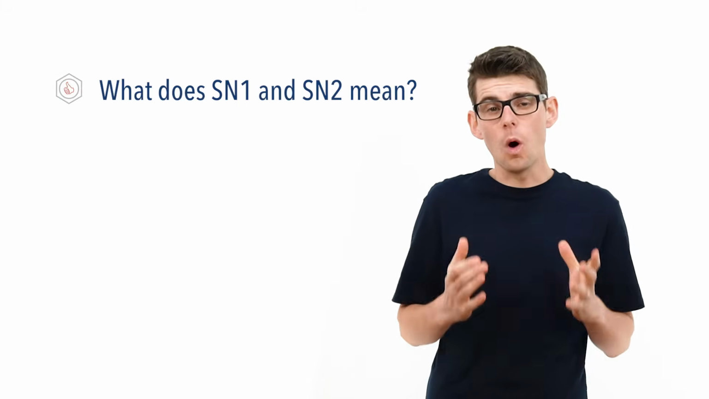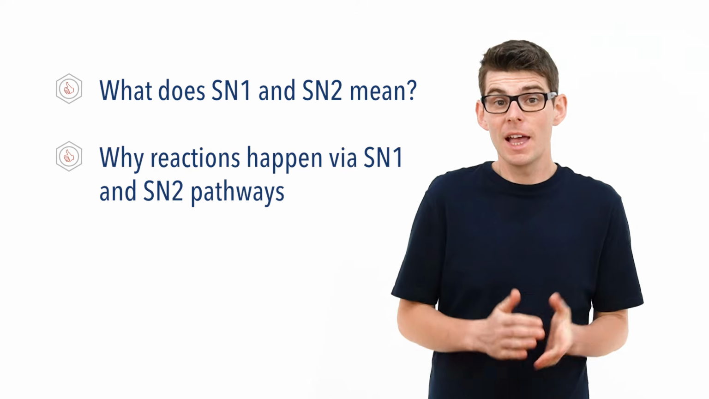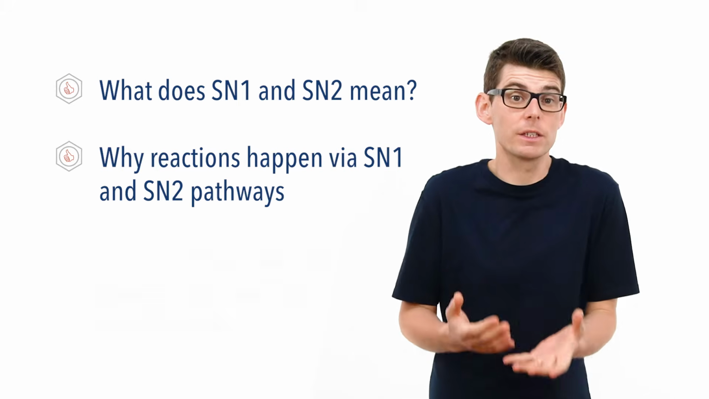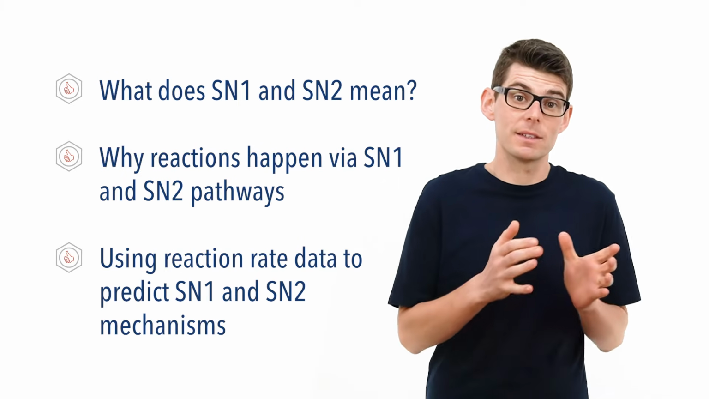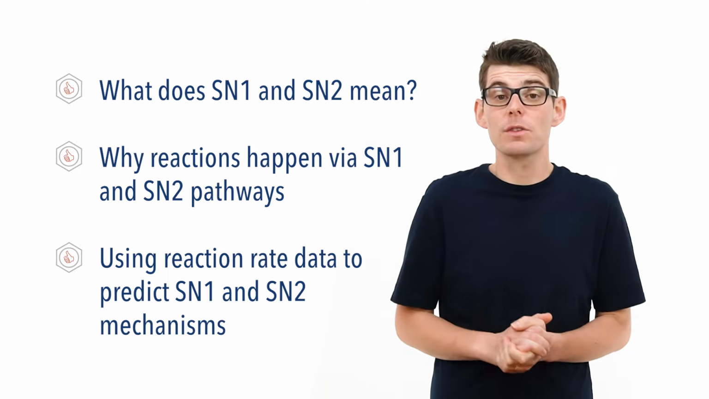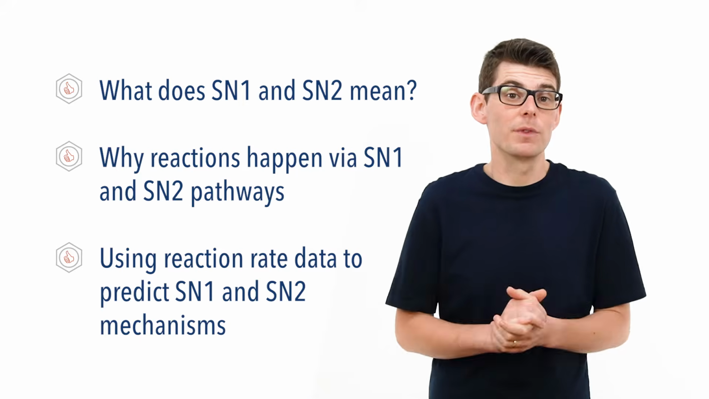In this video, we're going to look at SN1 and SN2 mechanisms, based on the nucleophilic substitution of primary and tertiary halogenoalkanes with hydroxide ions. We're going to talk about what those letters and numbers mean, why reactions may happen via SN1 and SN2 pathways, and how we can use reaction rate data to predict whether a reaction is occurring via an SN1 or an SN2 mechanism. Nucleophilic substitution reactions of halogenoalkanes have been covered in separate videos. Check the links in the description below.